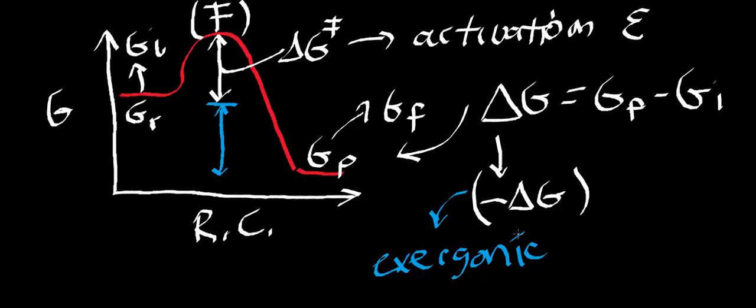The important things to be able to tell from one of these diagrams are what the intermediate and the transition state are, whether the products are lower or higher in energy, what the activation energy is, and in general what the difference in energy between the products and the reactants is. If your products are lower in energy, you have a negative delta G. Let's look at another example.